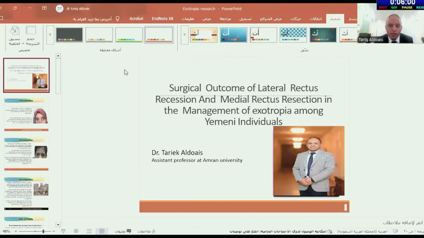Hello everyone, I hope you are okay. Today I speak with surgical outcome of lateral rectus recession and medial rectus resection in the management of exotropia among Yemeni individuals.